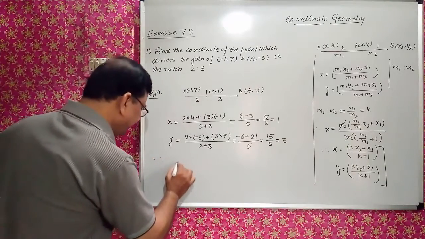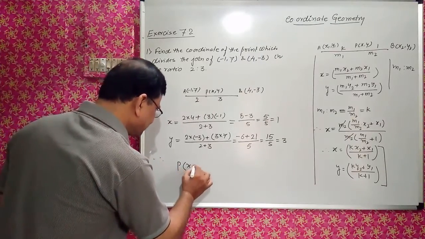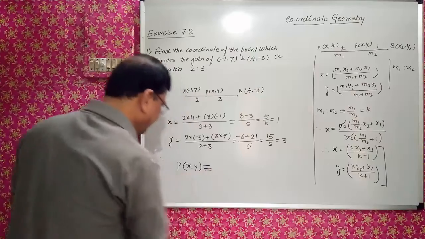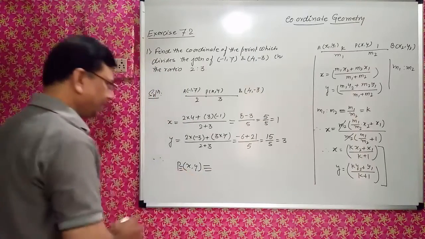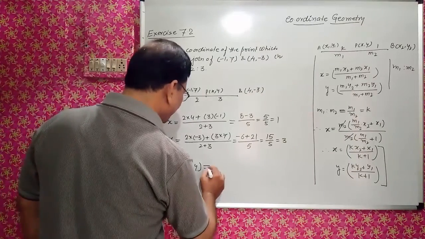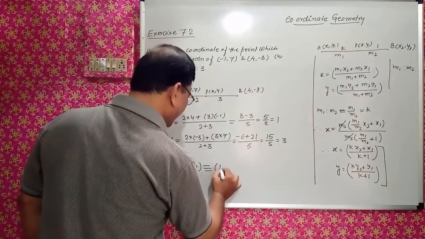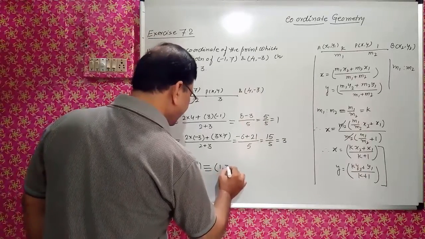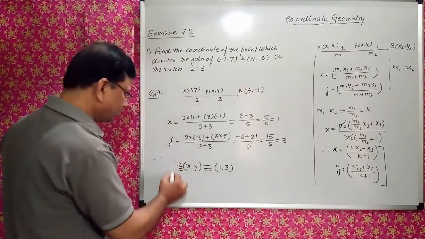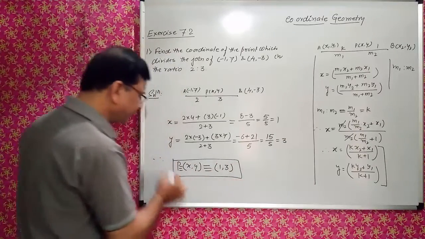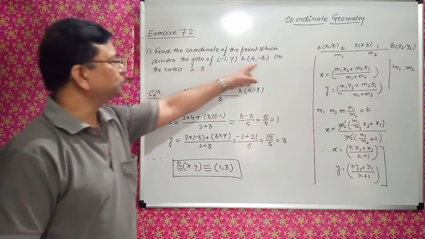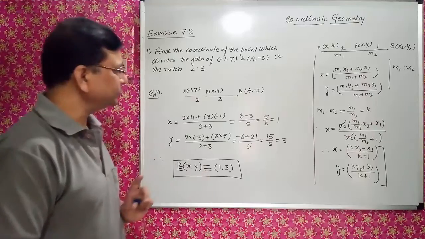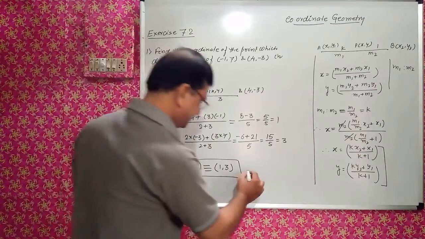Therefore, P, that is (x, y), is equal to what? That is (1, 3). So this point P divides this joint in the ratio of 2:3. This is the answer.